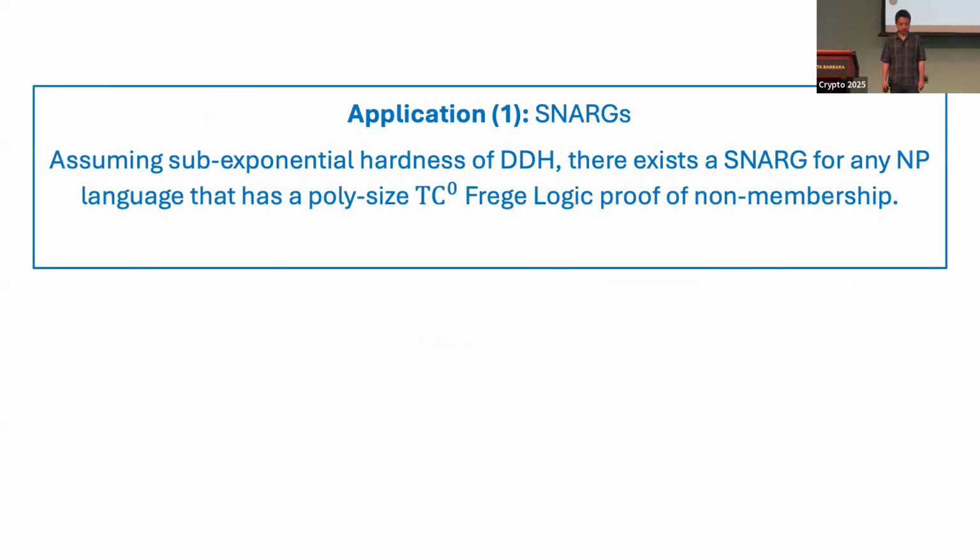So as our first application, we show how to build SNARKs for any NP language that has a polynomial size TC0 Frege logical proof of non-membership. This is a subclass of NP languages where for any instance that is not in this language, we require the existence of a Frege logical proof to prove that this instance is really not in the language. Moreover, we require each line of the proof to be a TC0 formula and the size of the proof to be polynomial. So this already puts this complexity class in a subclass of NP ∩ co-NP, because you can build a Frege logic proof as a co-NP witness.